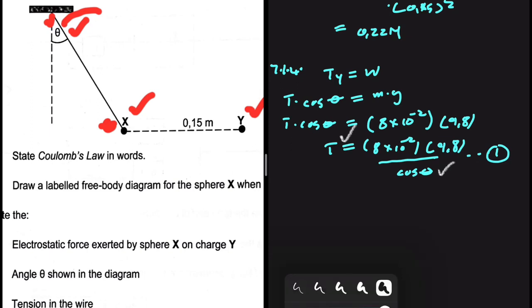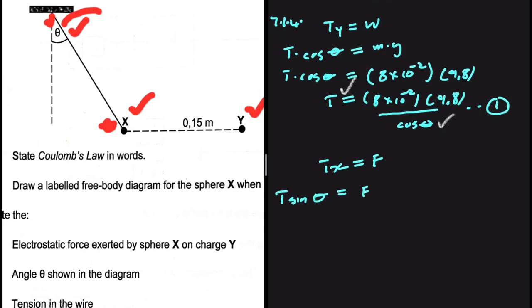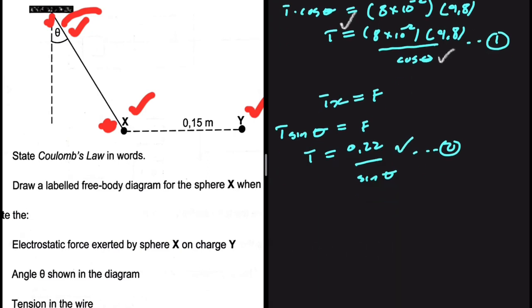We said that the forces along the y are balanced. The same is true with regards to the forces along the x. We have Tx being equal to the electrostatic force. What is Tx? In our case, Tx is going to be T sine of theta being equal to the electrostatic force. But we know what the electrostatic force is. That is 0.22. So we're going to have the tension being equal to 0.22 divided by sine of theta. This is equation 2. Well, if these two things are both equal to the tension, then those two things are equal to each other.